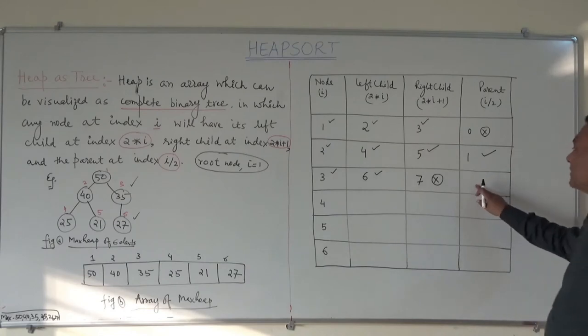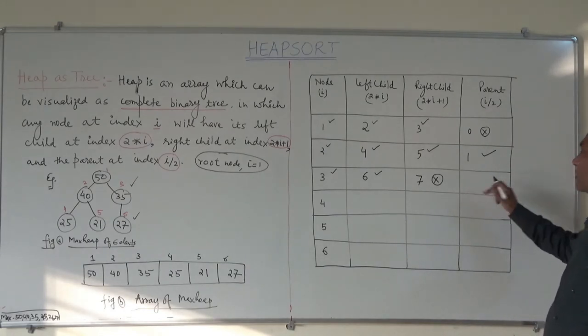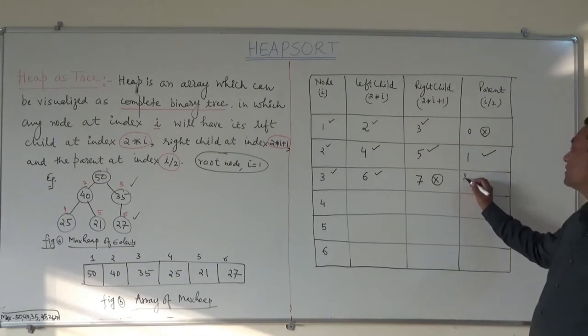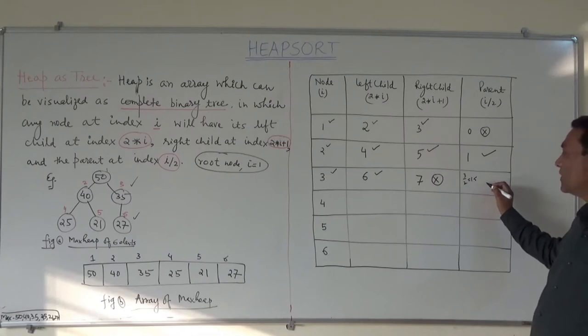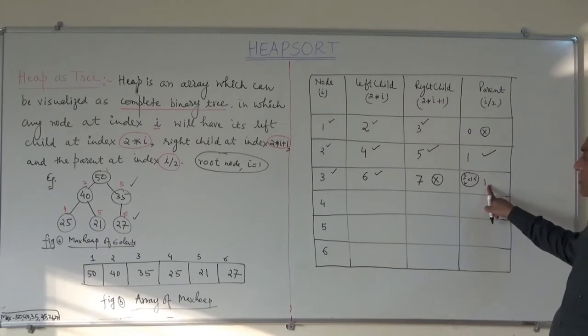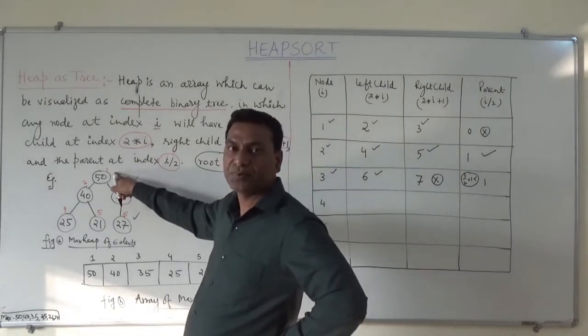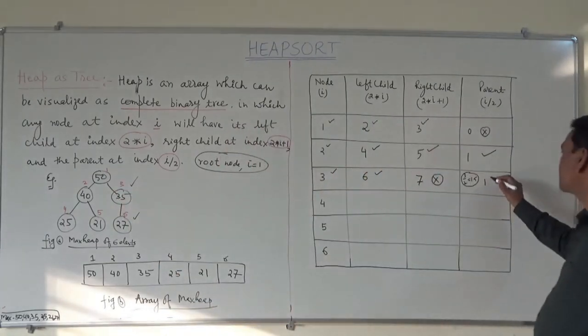Now we will see the parent. Parent will be 3 upon 2. It comes out to be 1.5. So we will take its floor value. So this will be again 1. So its parent is this 50. So it is also true.